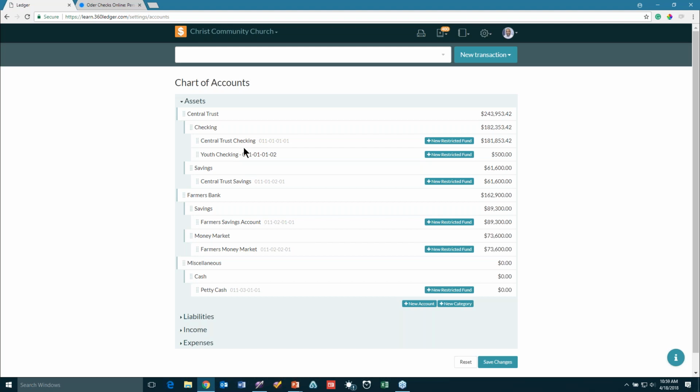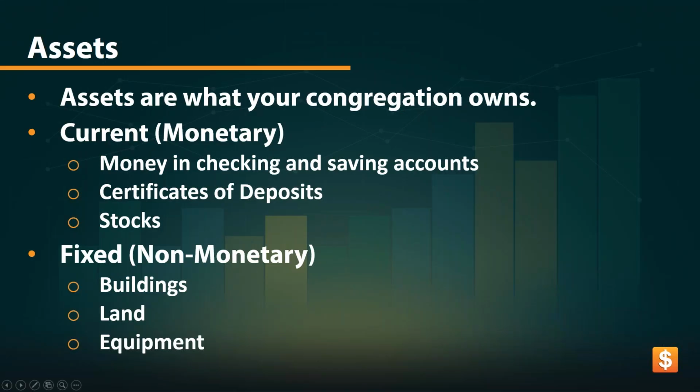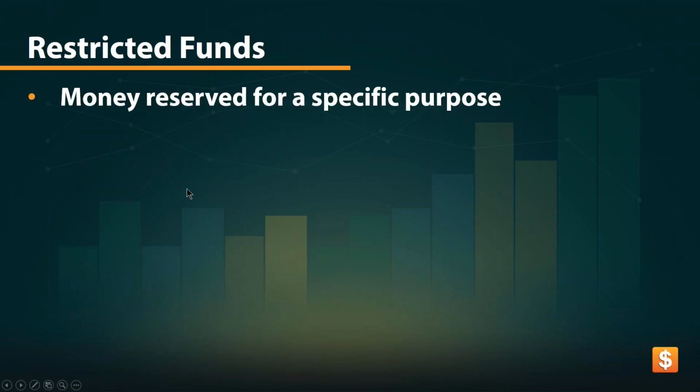So you will notice that there is a restricted fund button here, and restricted funds allow you to track money that's been given for a specific purpose. And let me switch over to that slide. And so we talked about assets. The second, and this one really isn't an account type, but it's within your assets and it's notable, so we kind of need to talk about this.